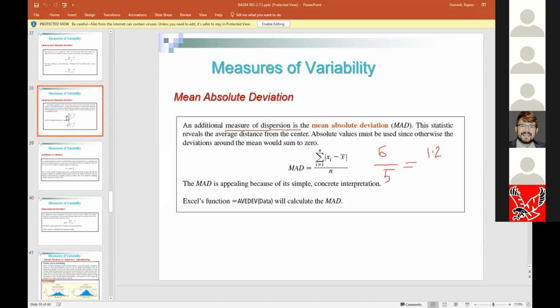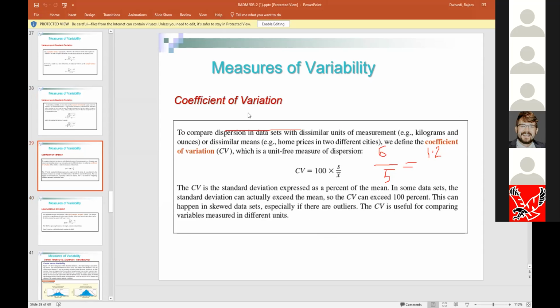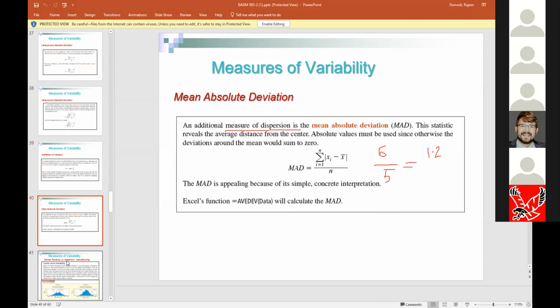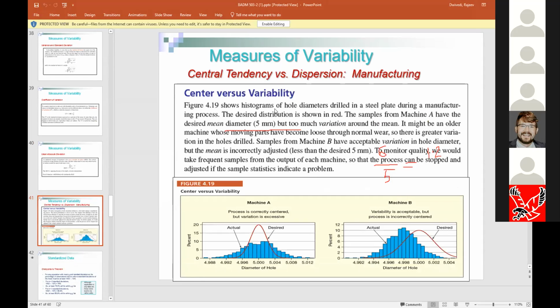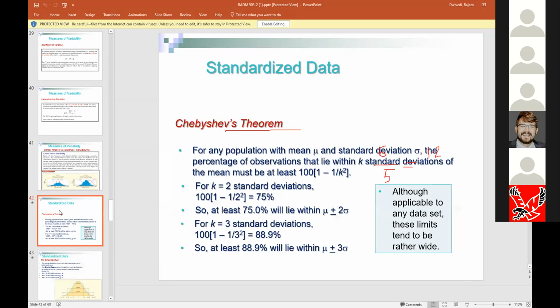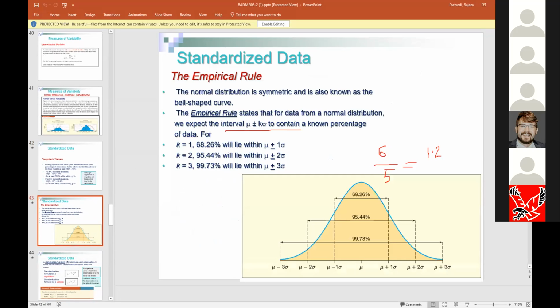Now here is another measure, the coefficient of variation, which is 100 multiplied by S over X bar, multiplied by 100 for percentage. S means standard deviation, and X bar means the mean. So this is another measure of central tendency. Now let me go to the standardized concept here. If you can understand, this is the most important slide that I am going to show.